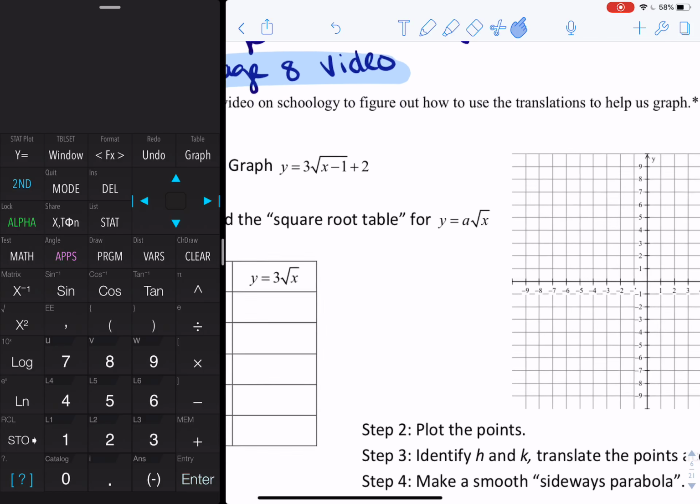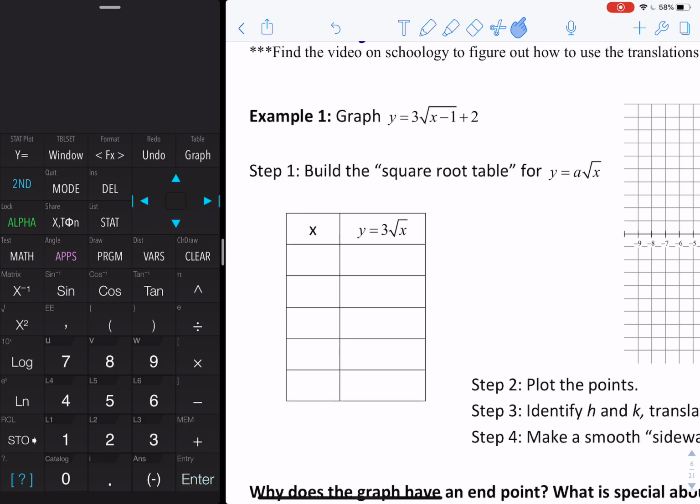So starting on page 6, I'm going to show you how to graph y is equal to 3 times the square root of x minus 1 plus 2. So this sheet here is kind of designed for you to use a different method. I'm going to show you where we're plotting points, so let's rewrite this really quick.